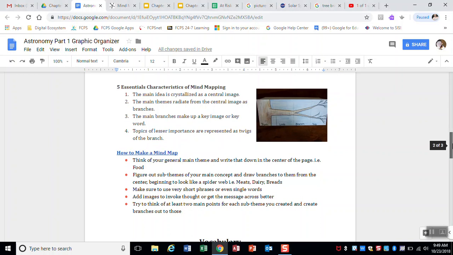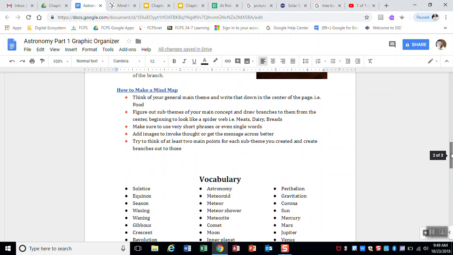Alright, so then if you're wondering how to make a mind map, here's some helpful tips. First, you want to think of your general main theme and write that down in the center of the page. So this is, for example, food, but maybe in your example, it's the solar system. Then you're going to figure out some sub-themes of your main concept and draw those branches from the center.